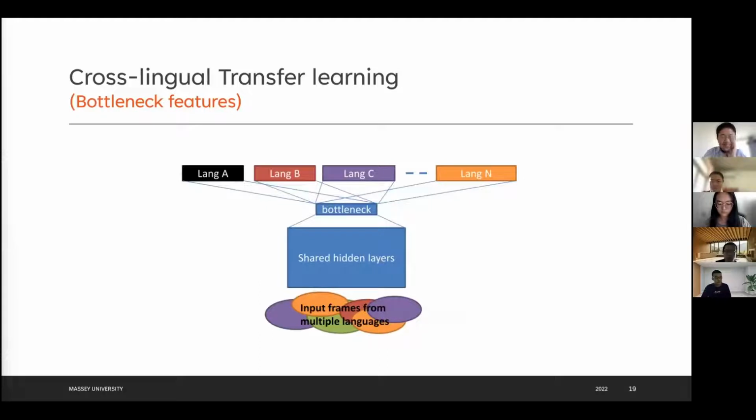Bottleneck features contain only a few nodes compared to the previous layers, and can be used to obtain a representation of the input with reduced dimensionality. A bottleneck feature is just like how we extract MFCCs or filter banks from the raw audio signals. We use the bottleneck feature as an input to the other layers that we are transferring our knowledge to. So these are the bottleneck features.